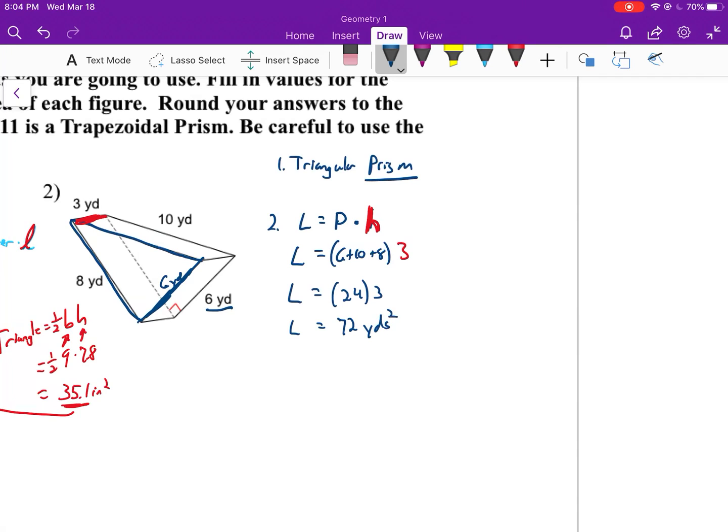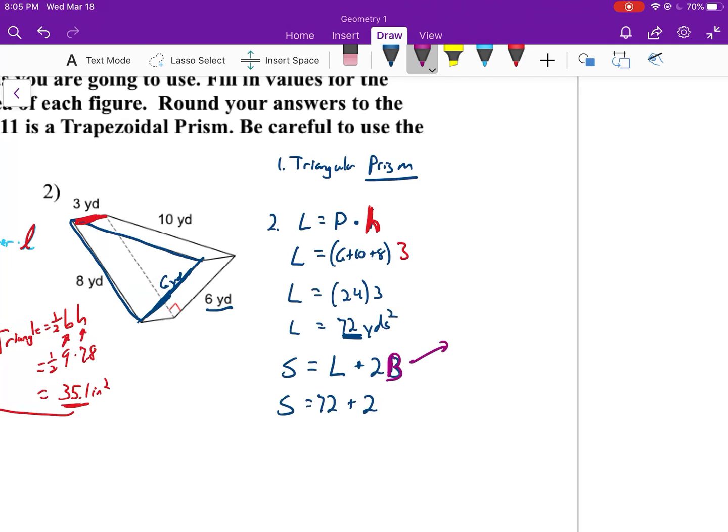And then our surface area is simply the lateral area. And then in this case, we have 2 bases. A pyramid, we have 1 base. Prism, we have 2 bases. Well, we already have our lateral area that was 72 yards squared, and then 2 times the area of the base. Well, in this case, what is the base?